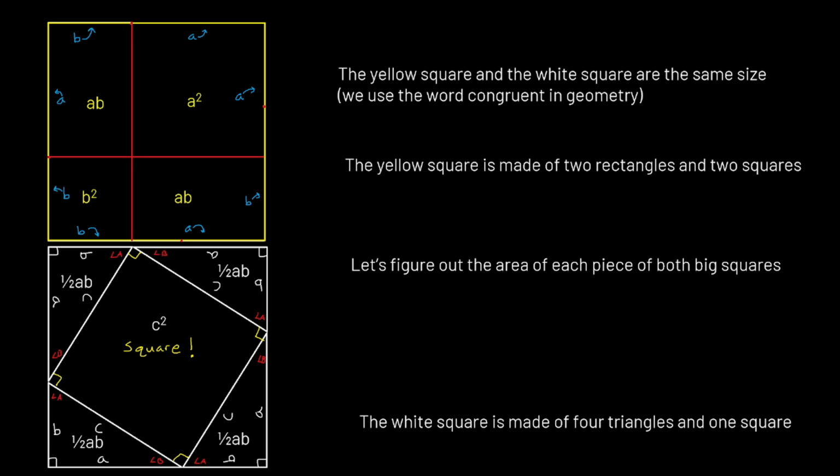So each of our rectangles has an area of A times B, and each of our squares has an area of side times side, or side squared. In this case, B squared and A squared. And then down in our white square, we have the 4 triangles that each have an area formula of 1/2 AB, because they're all congruent, that word we learned earlier. And then we have that littler square in the middle, compared to the big white square, that has a side length of C, so that is an area of C squared.